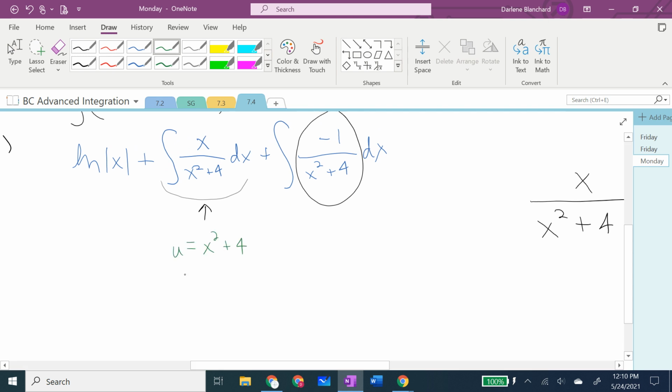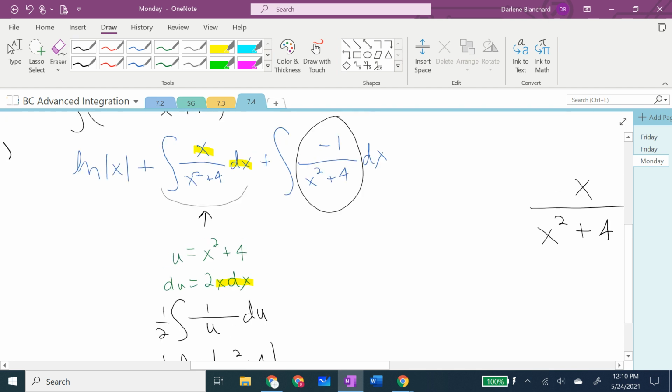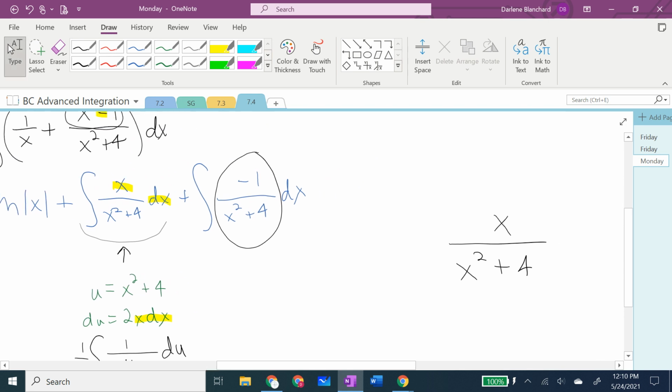Make the denominator the u. And then my x dx is replaced with a 1/2 du. And then x squared plus 4 replaced with a u, and then natural log of absolute u. I don't actually need the absolute value here, because it's x squared plus 4. And now trig substitution.